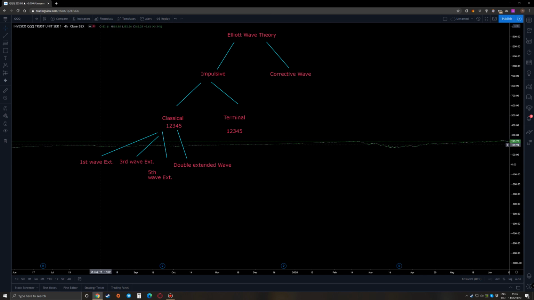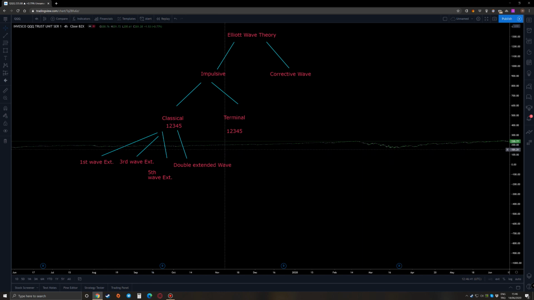Now look, I asked myself, looking at a pattern: is this wave an impulsive wave or a corrective wave? If it's impulsive, I asked the second question: is this a classical impulsive move or a terminal move? Then I answered to myself, look, this is a classical impulsive move, because it follows the rules of a classical impulsive move. Then I asked myself, is this a first wave extension, third wave extension, fifth wave extension, or a double extended wave? If it's a third wave extension, then I treat it accordingly.